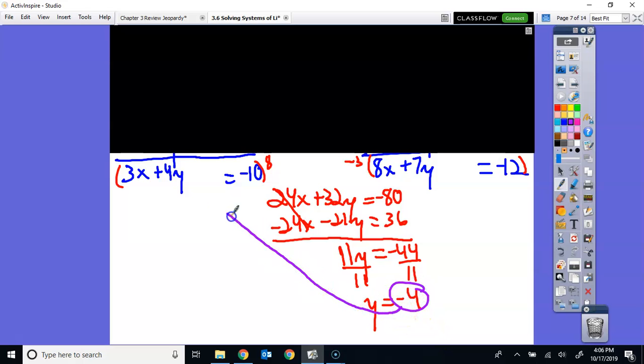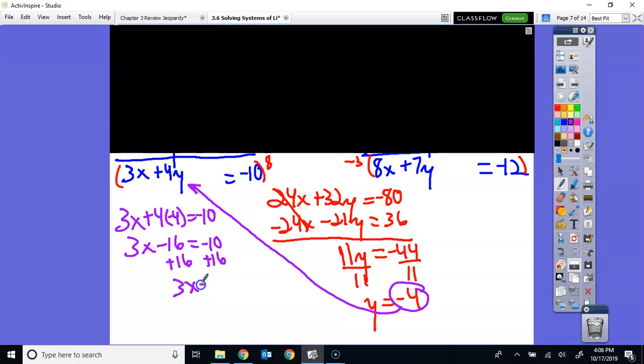My suggestion would be to plug it in over here into this one. So you get 3x plus 4 times negative 4 equals negative 10. That gives you negative 16. When you add 16 to both sides, you get 3x is equal to 6. Divide by 3, you get x is equal to 2. So you have your x value and you have your y value.